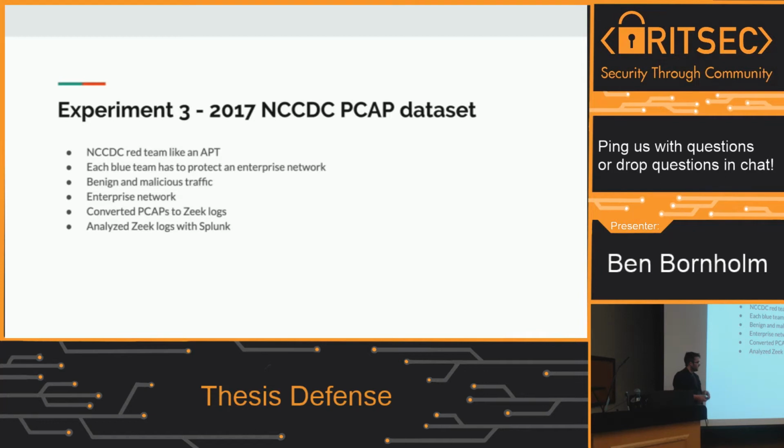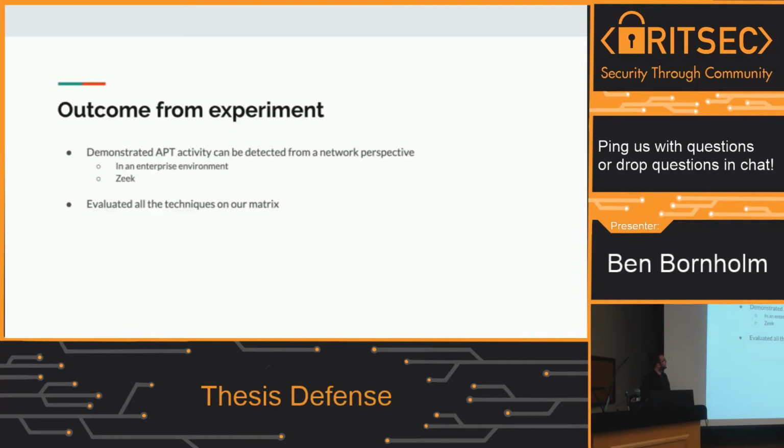And then we analyzed these Zeek logs with Splunk. So the outcome from this experiment demonstrated APT activity can be detected from a network perspective, especially in an enterprise environment. As I already stated before, each blue team gets an environment like an enterprise environment, so we were actually able to show that we could detect APT in an enterprise environment, specifically with Zeek. And we got the ability to evaluate all the techniques on our matrix with this actual data set. So that was actually really cool, to be able to go through every single technique, where in some of the previous experiments we were kind of targeted at which techniques. And I'll explain that in a little bit.